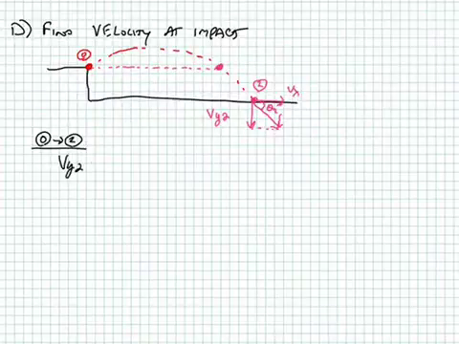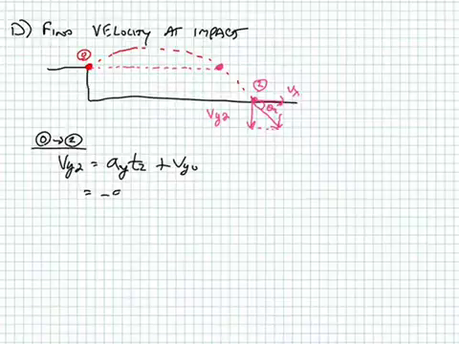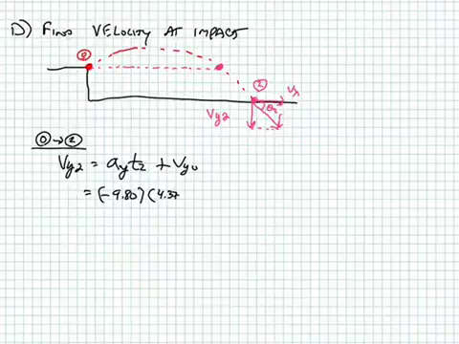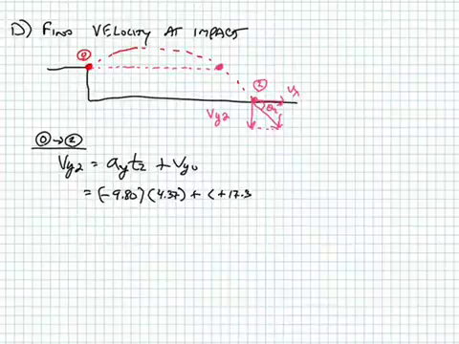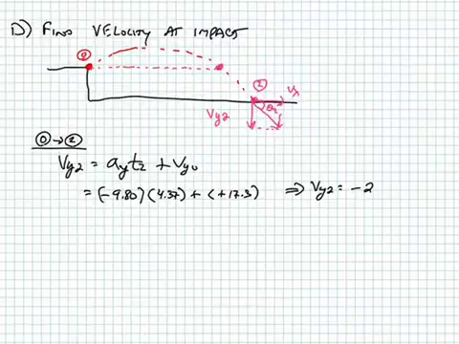So Vy2 is equal to Ay times T2 plus Vy naught, and Ay is minus g, so that's minus 9.8 meters per second squared, times the total time, which we found before to be, using the calculator, 4.37 seconds, plus my initial velocity in the y direction, which was plus 17.3 meters per second. And so my Vy2 is going to be equal to a negative 25.5 meters per second.